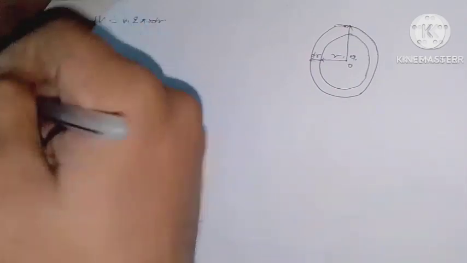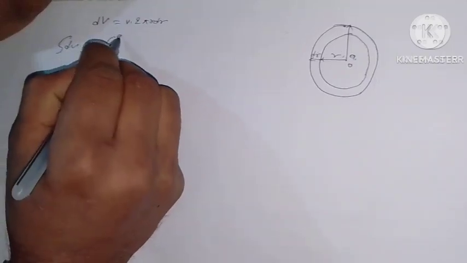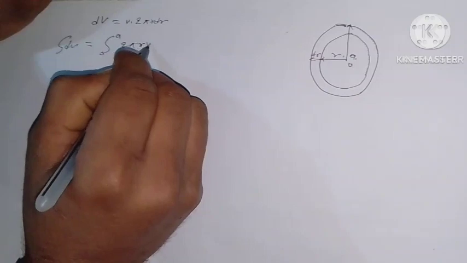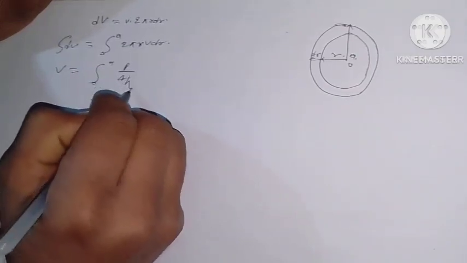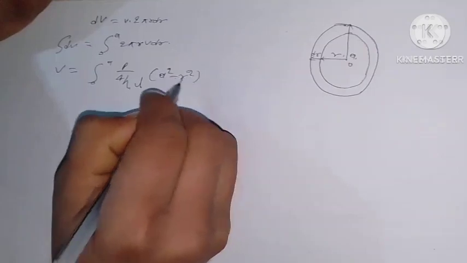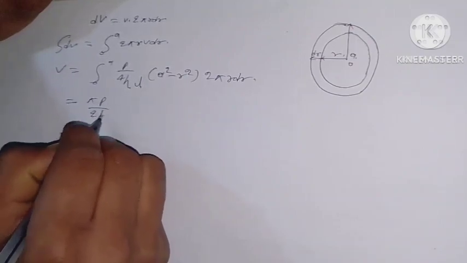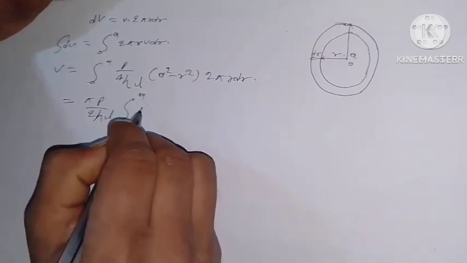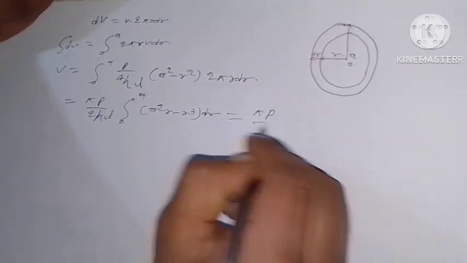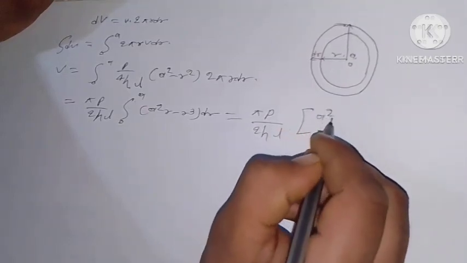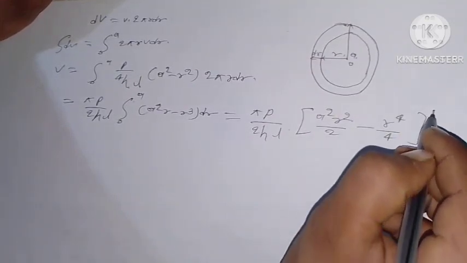Hence the volume of liquid passing through the whole tube per second is given by V equal to the integral from 0 to a of 2 pi r v dr. Then V equal to the integral from 0 to a of P by 4 eta L into a square minus r square times 2 pi r dr, which is pi P upon 2 eta L times the integral from 0 to a of a square r minus r cube dr, that is pi P upon 2 eta L times a square r square upon 2 minus r to the power 4 by 4, from 0 to a.